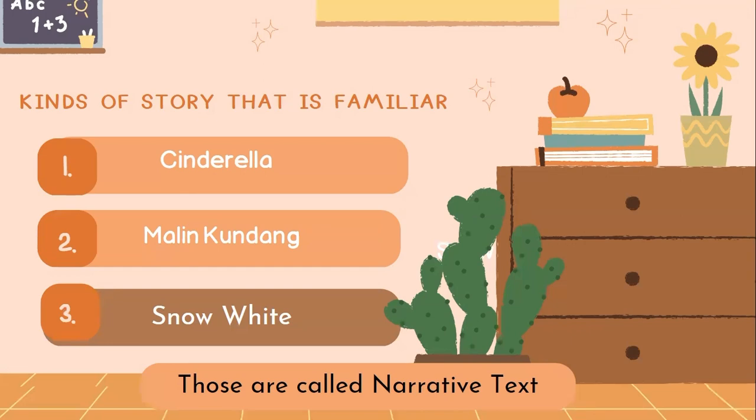Okay, we just watched a video about a lion and a mouse. The story is called narrative text, and look at this share screen. These are kinds of stories that are familiar and also very popular. The first one is Cinderella, the second one is Malin Kundang, and the last one is Snow White. Those are also called narrative texts.